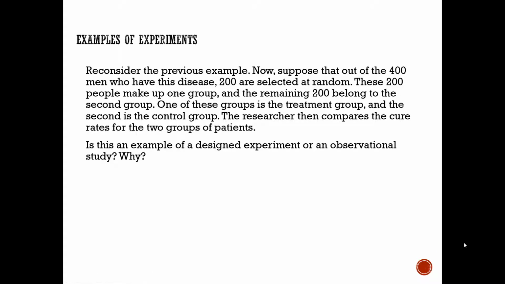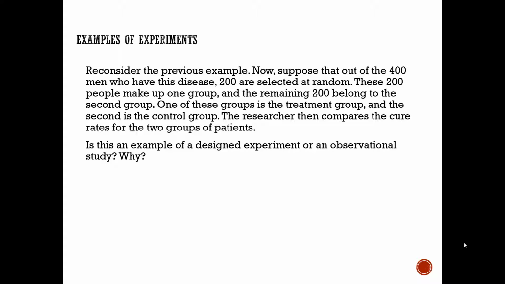Now let's do this again. This time, we're going to suppose that out of the 400 men who have the disease, 200 are selected at random. Now these 200 make up one group, and the other 200 belong in the second group. One of those is the treatment group. The other is the control group.